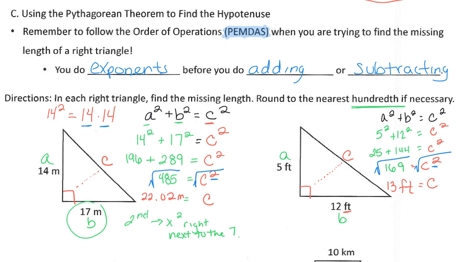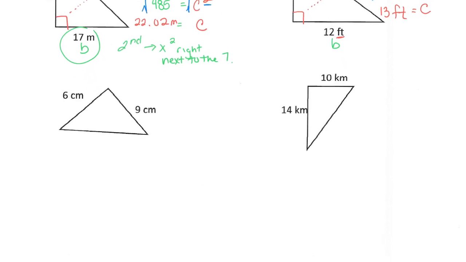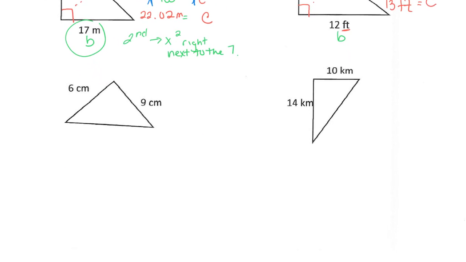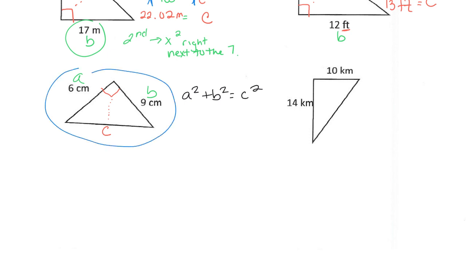All right. So let's look at the next 2. I am going to start you off on the next one. So we're going to start by finding the right angle and labeling C, A, and B. Now that you have that, A squared plus B squared equals C squared, I want you to pause the video, and I want you to do this one and this one. Okay, I want you to try those 2 for me. So pause the video and try those.